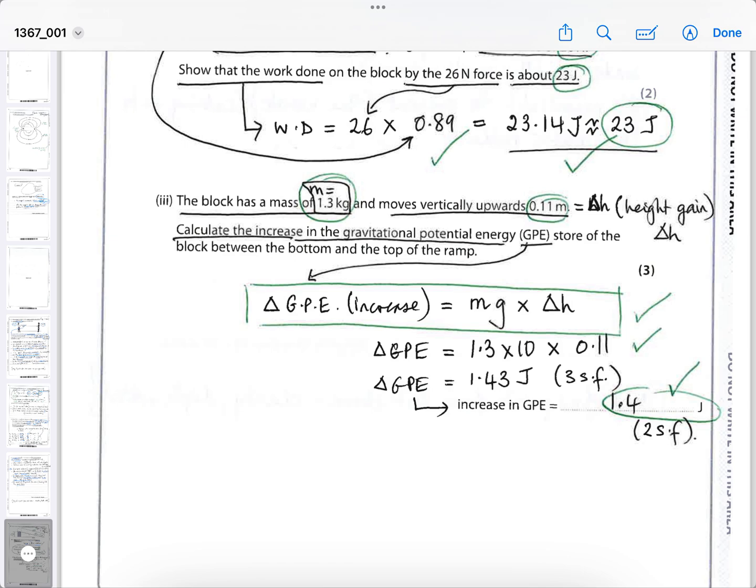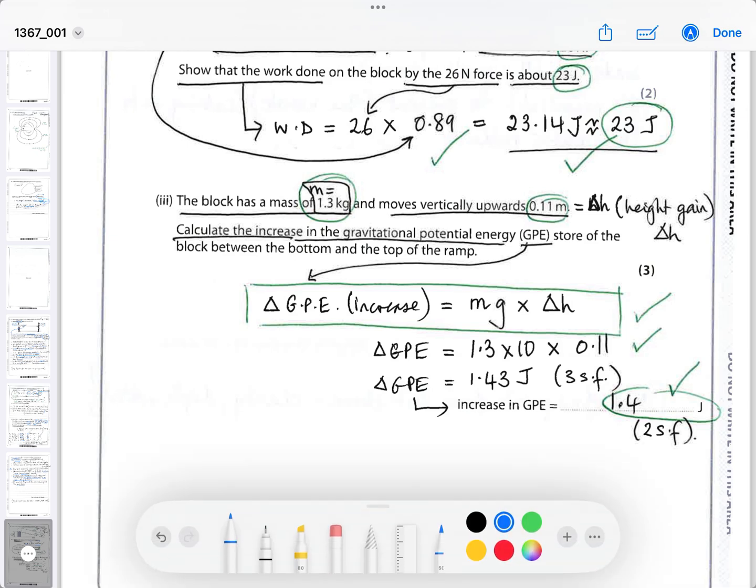Yes, so that means it gains potential energy. The height gain, delta H, is a way of putting difference in height. Calculate the increase in the gravitational potential energy. So the increase in the gravitational potential energy, again, delta means change in height, produces a change or an increase in gravitational potential energy. The weight is 1.3, times 10 (mg), times the height gain 0.11.